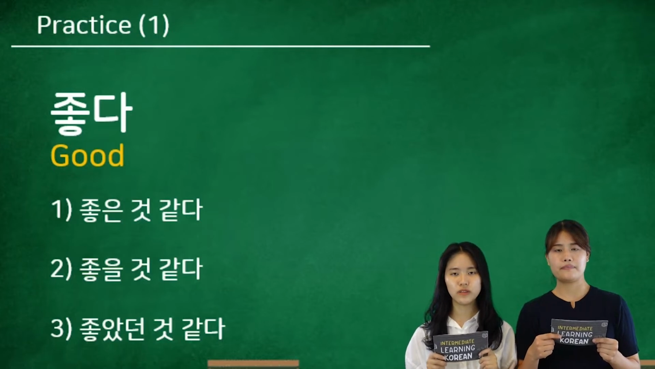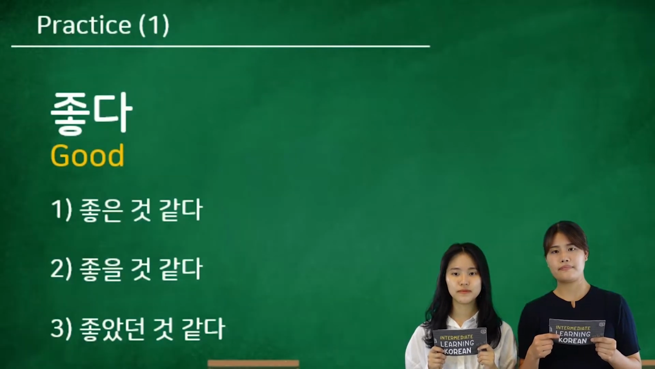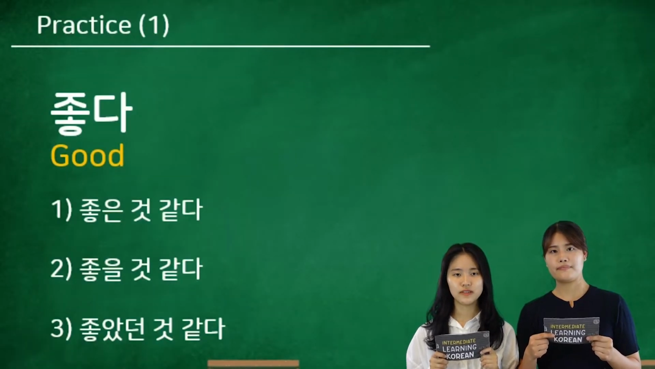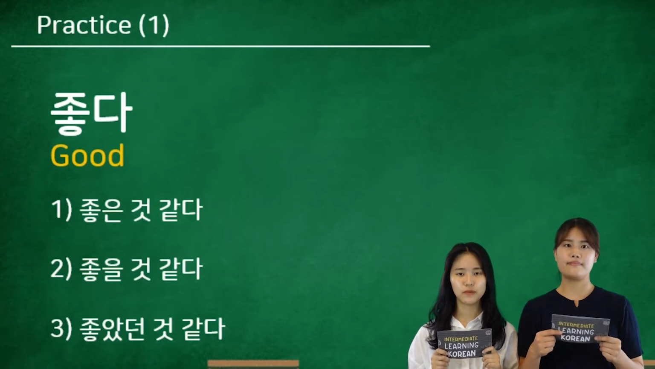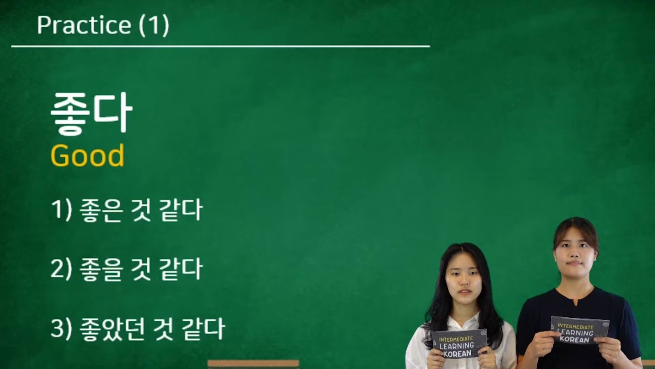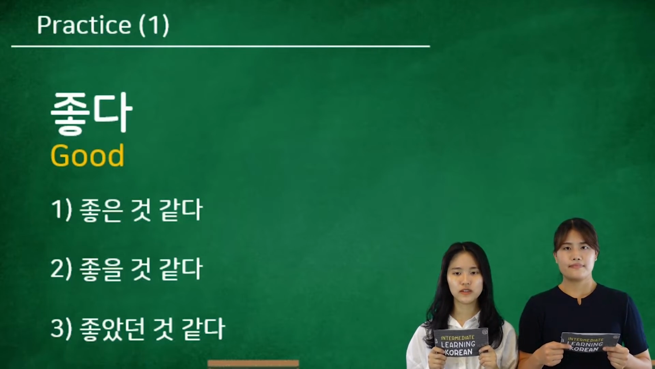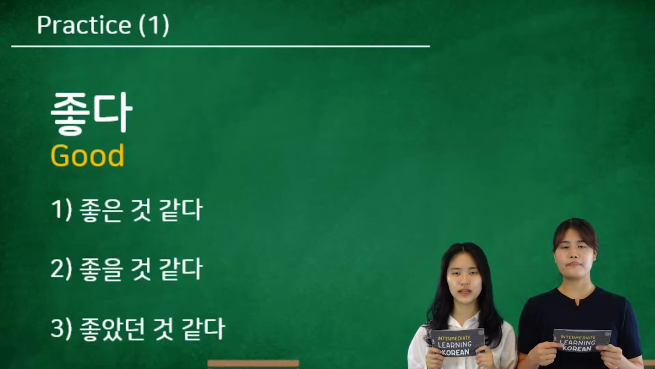Yes, next one. 상승하다. How can you change 상승하다? Yes, the answer is 상승한 것 같다. If you remove 다 from the verb 상승하다, there is no final consonant. So we can use 니은 것 같다. Then it becomes 상승한 것 같다.